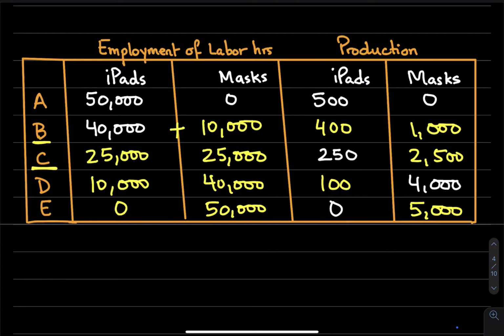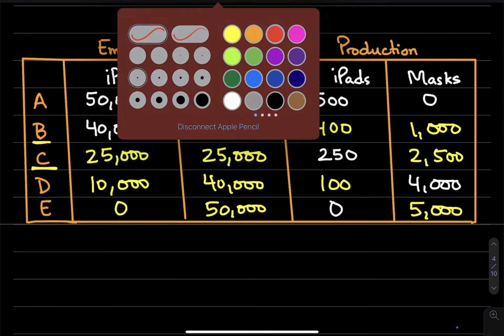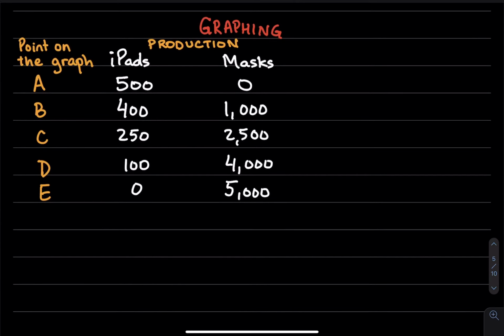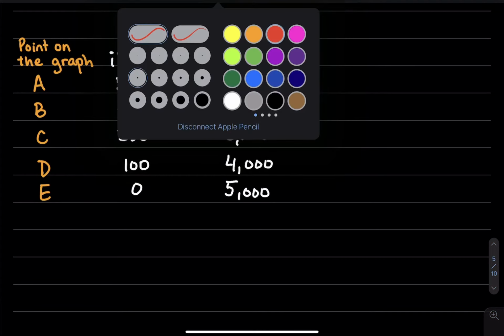Now what we're going to do next is take these 3 columns and try to make a production possibilities frontier. So we're going to plot all of these points on a graph. I've taken those points, the first column which represents points on the graph, and the last 2 columns that represent production. So let's try to make a graph here.